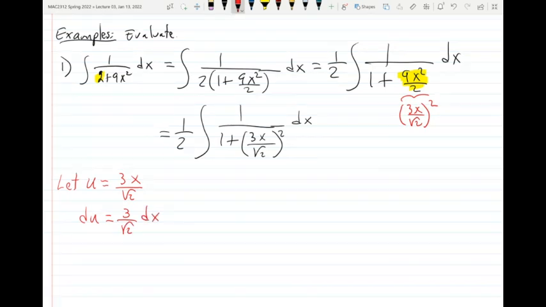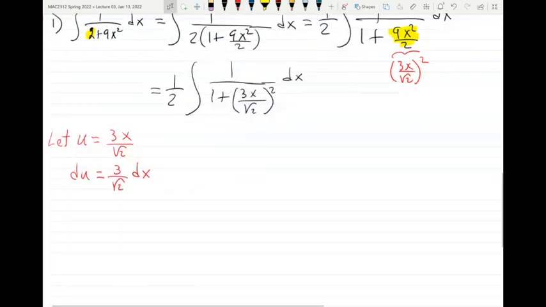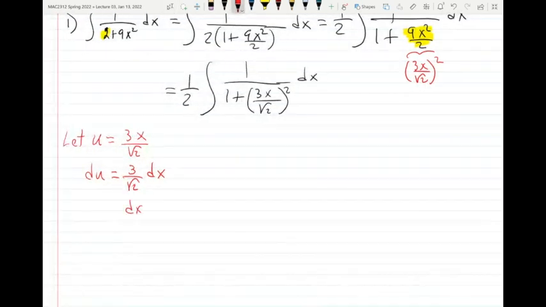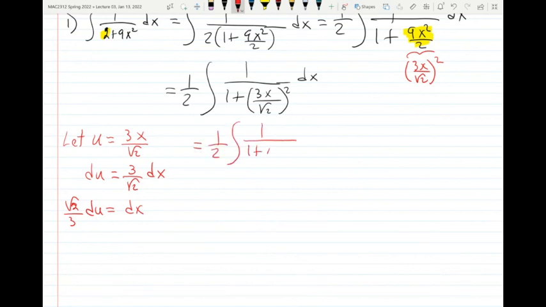And now, I already have a u for here. Now I just need something for dx because there is nothing else going on. So I'm going to solve for dx here. So this tells me that dx equals square root of 2 over 3 du. Okay. So now we go back to our integral and we put it. So this is 1 over 1 plus u squared times, and then dx is square root 2 over 3 du.